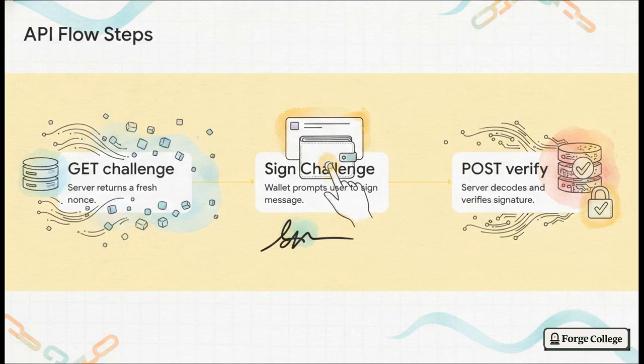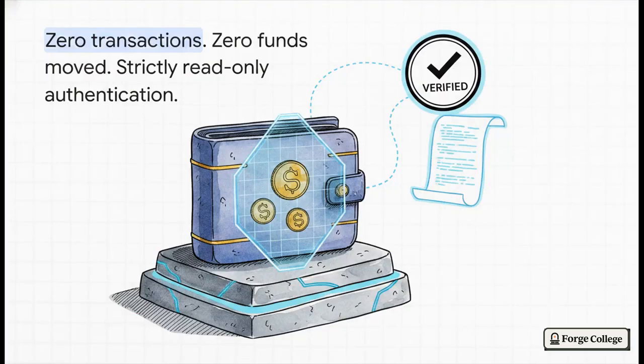It is a really elegant, stateless little dance. And this brilliantly illustrates one of the absolutely most important concepts for your users: 0 transactions, 0 funds moved. This entire REST API flow is purely about identity verification via off-chain signatures. When a user clicks sign in this specific flow, they're not interacting with a smart contract, they're not paying gas fees, and absolutely no Solana tokens are at risk. It's completely free, read-only authentication.